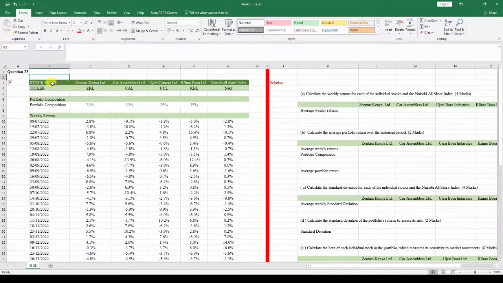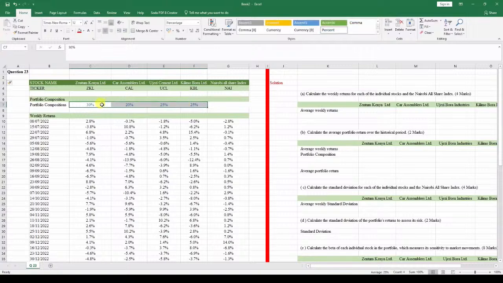You'll be given the stock names: Z-Term Kenya Limited, Car Assemblers, Ujenzi Centum Cement, Kilimo Bora, and the Nairobi All Share Index, and you've been given the ticker symbol right over here. You've also been provided with the portfolio compositions, and all of these total to 100%. You can quickly check by scrolling down over here, and you can see that the sum is 100% right here.